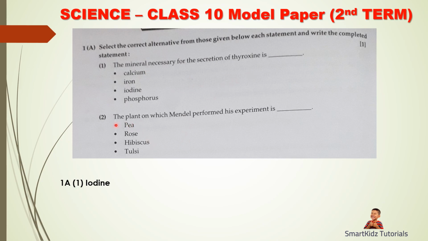In the second sub-question, we have: the plant on which Mendel performed his experiment is dash. We know he performed experiments using the pea plant. So the second answer would be pea.